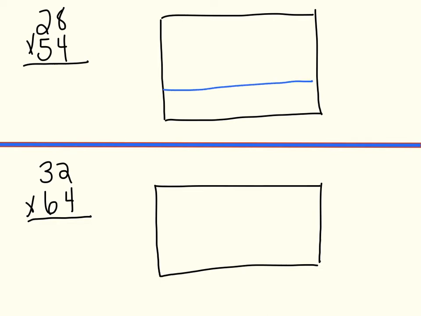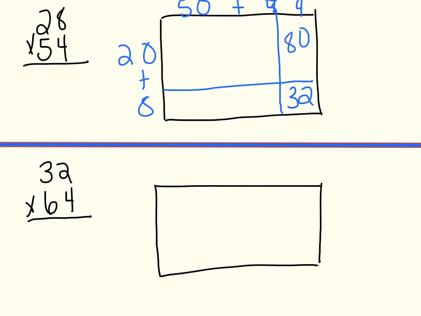We first divide our rectangle to represent 20 plus 8 and 50 plus 4. Now I'm going to multiply our 1s. I'll move him over just to make it a little more clear. Multiply our 1s times our 1s. So 4 times 8 in this box is 32. And then I'm going to go to my 1s times my 10s. So 4 times 20 is 80.